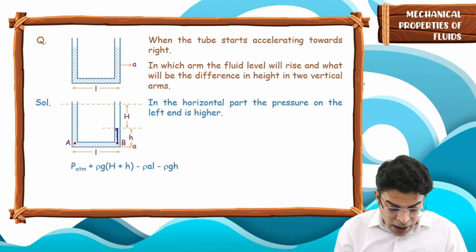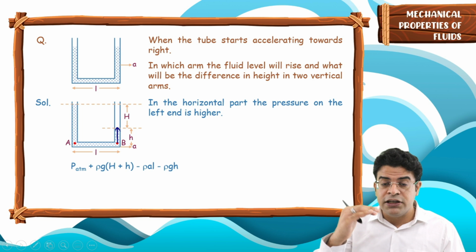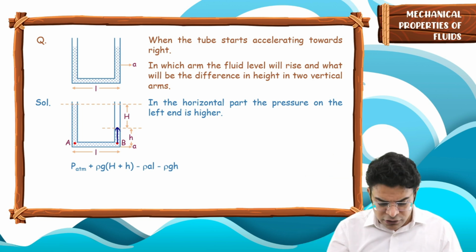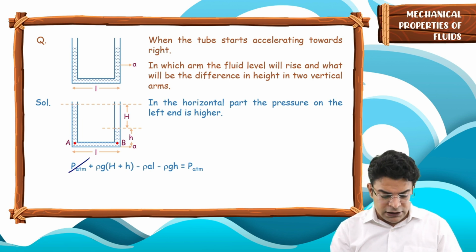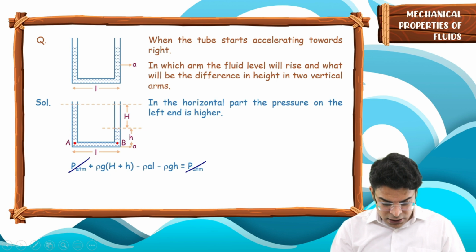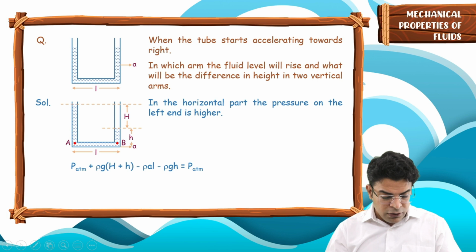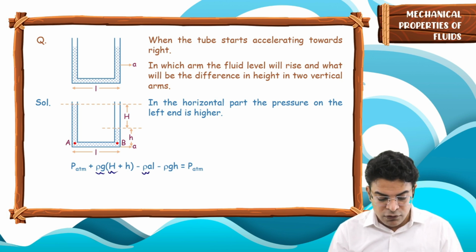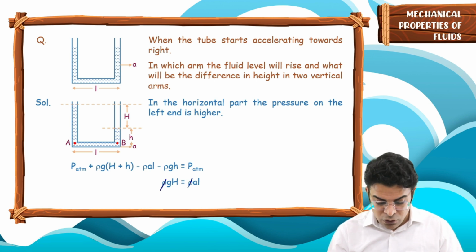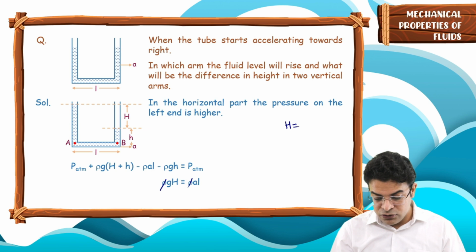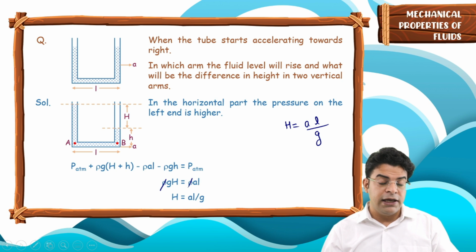Now going from here up by a height h, again because of gravity, when you move down the pressure increases, when you move up the pressure decreases. So you will say minus rho g h again equals P atm. On both sides, you can cancel out P atm, and rho g h minus rho g h will get cancelled. So what you get is rho g into capital H equals rho a L. You cancel out rho and rho. Your mission is to find the height, so H comes out to be a L by g.